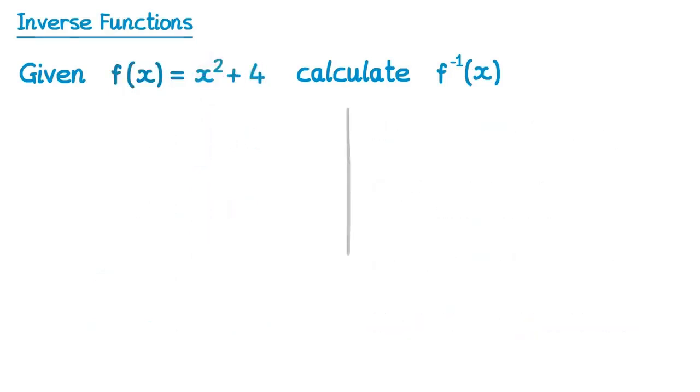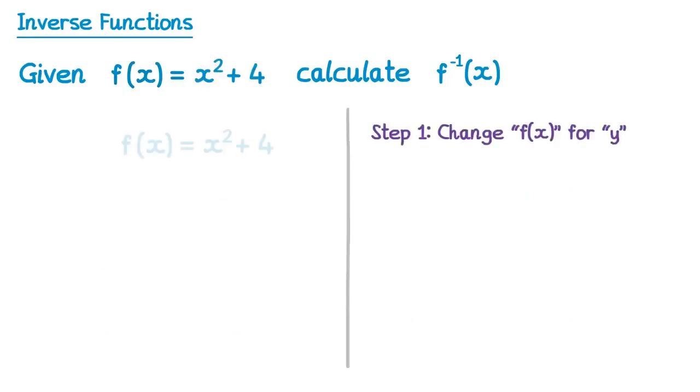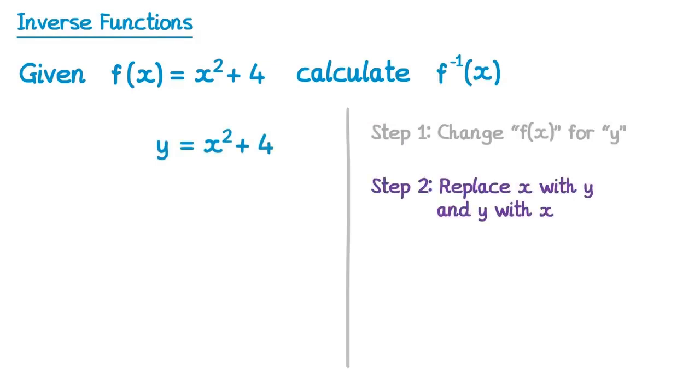Now let's try another one. We're going to do exactly the same steps. So change f of x for a y. So instead of f of x equals, it's y equals. Then on to step 2, which is replace all of the x's with y's and y's with x's. So instead of y equals, it's x equals. And instead of x squared, it's y squared, and then plus 4.